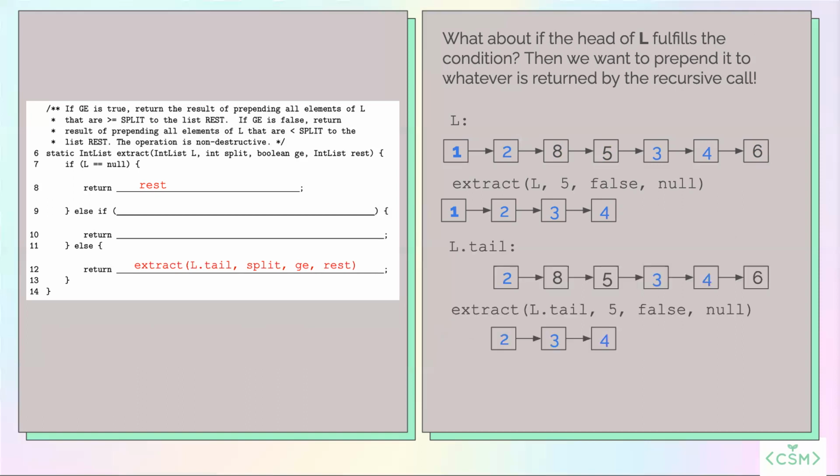But if we call the function on L.tail, since it has the 1 chopped off, with 5, false, and null, we basically expect to get 2, 3, 4, but not the 1. That gives us a hint on how to combine these two return values together. We return a new IntList where its head is L.head, and the rest is the return value of the recursive call.